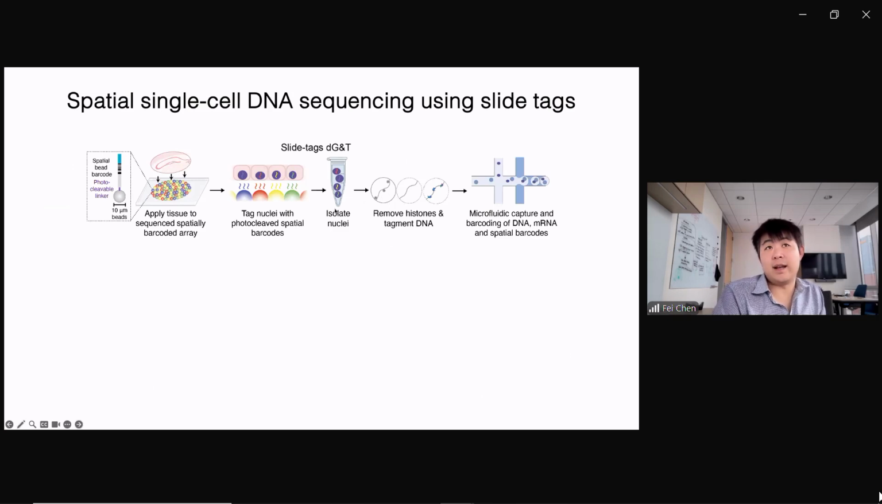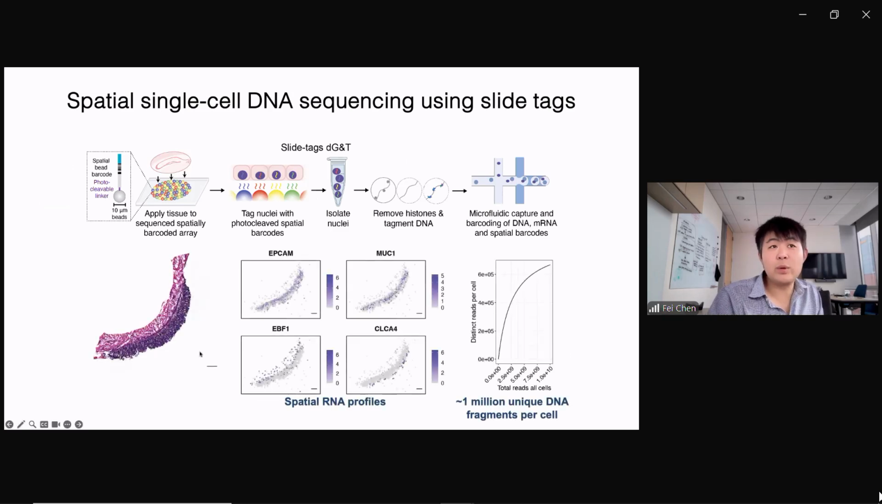basically, this is off the 10x multi-omic kit where we do the Slide-tags protocol as normal, and then we get the nuclei. But before we tagment them, we treat the histones with a slight denaturant, and this allows the chromatin accessibility to be lost, so then you get unbiased coverage across the genome. Here we did this on a normal human colon specimen.